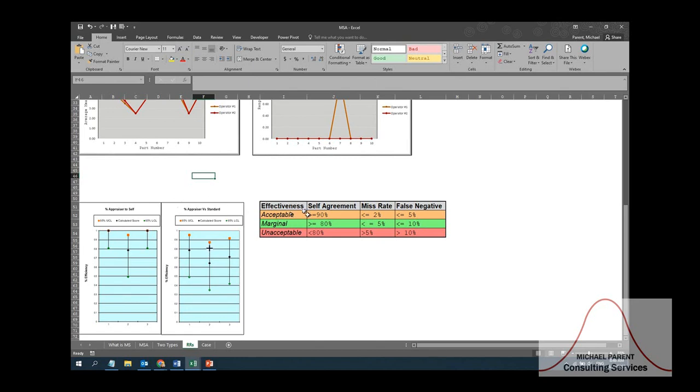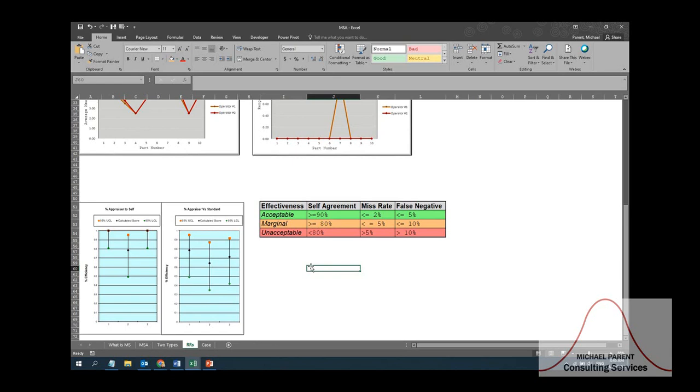Again, where we're saying, look, if it's 90%, I don't like these colors. I'm gonna change them right now. If just 10% of the variation is in the measurement system, that's fine. So if 90% is in agreement, that's great. If it's 80% or 20% error, that's marginal. And if it's greater than 20%, it's unacceptable.